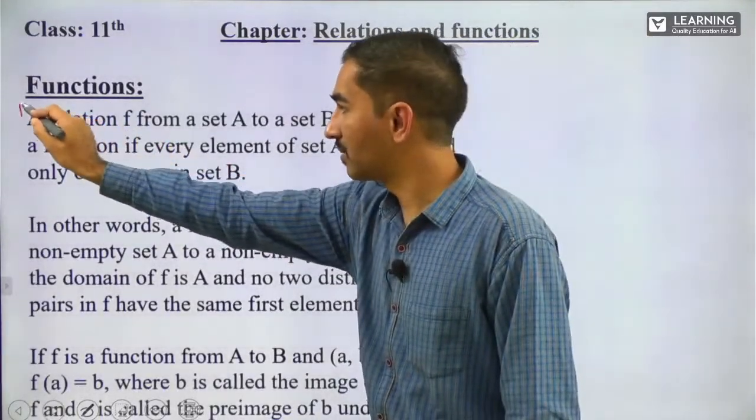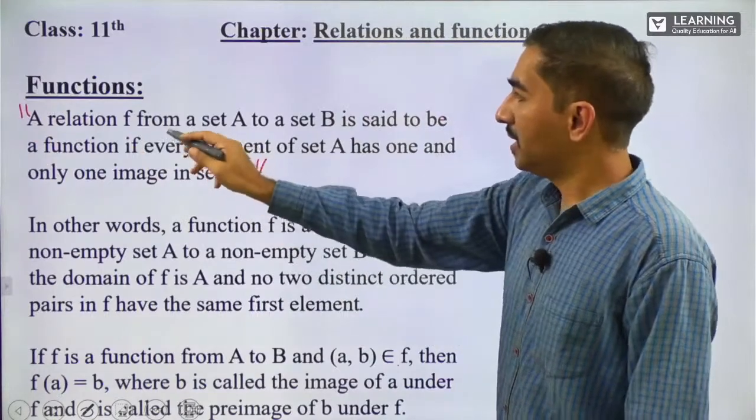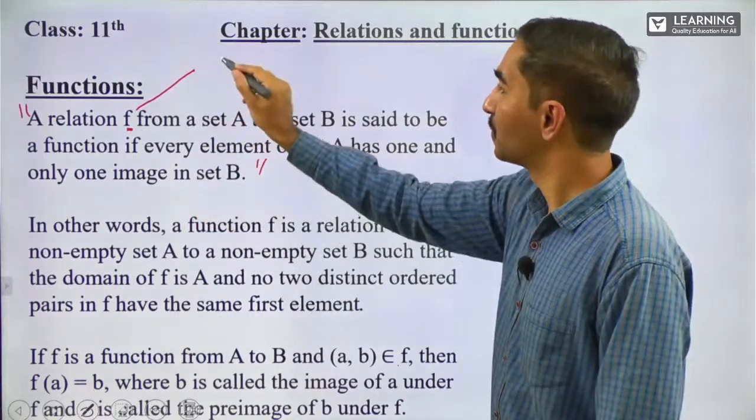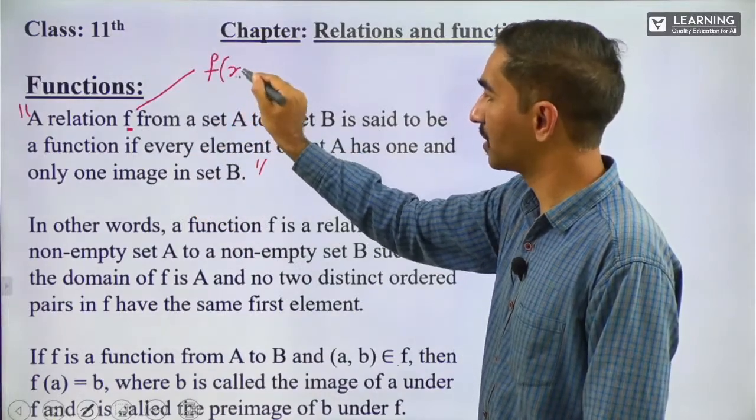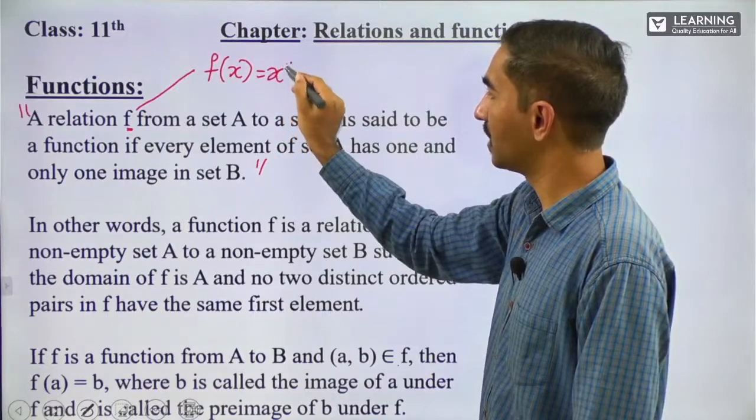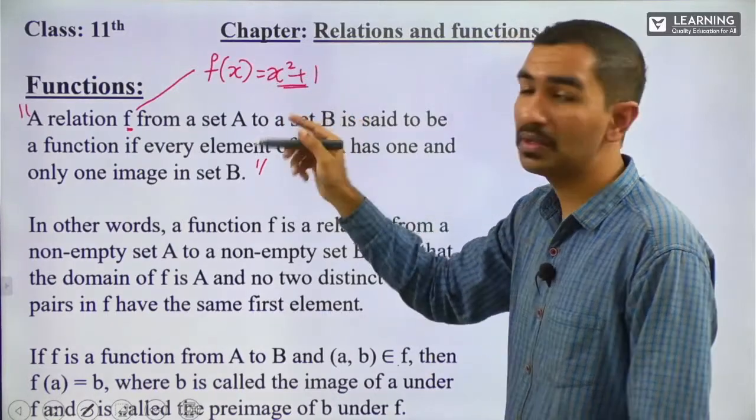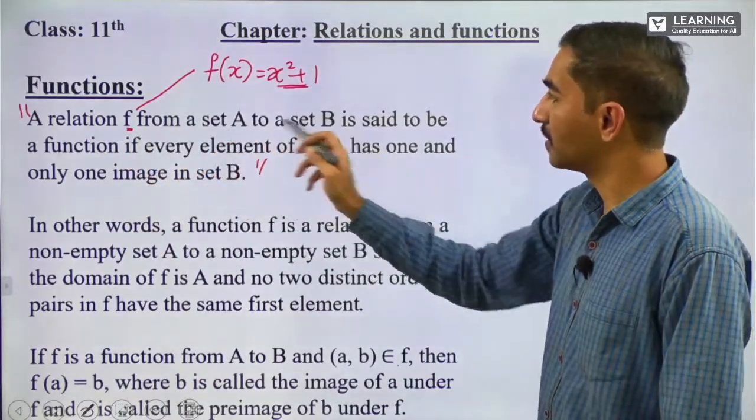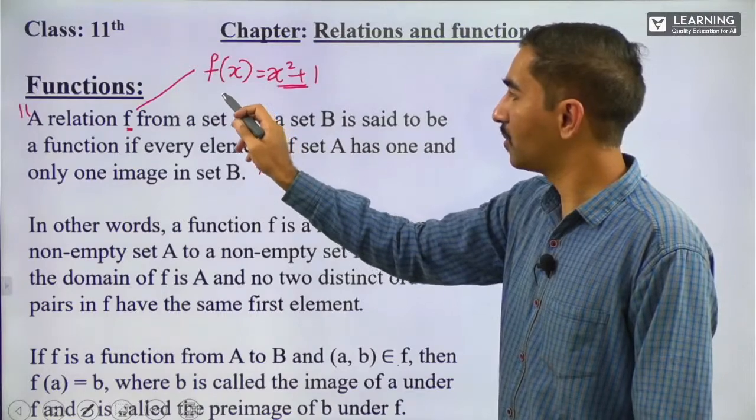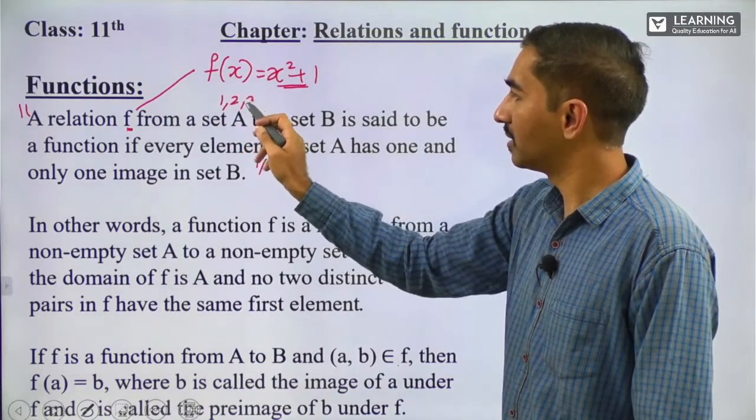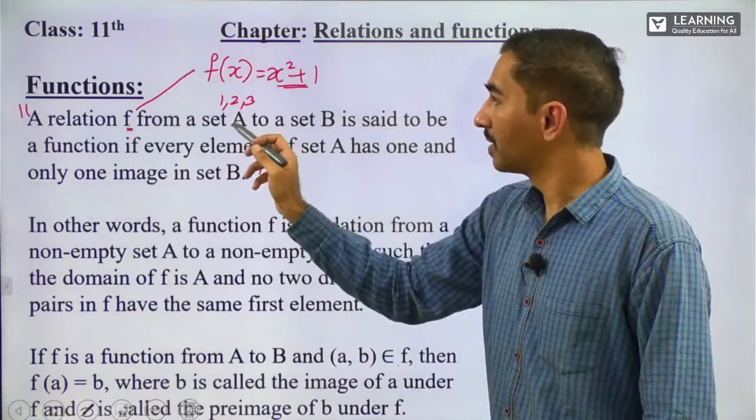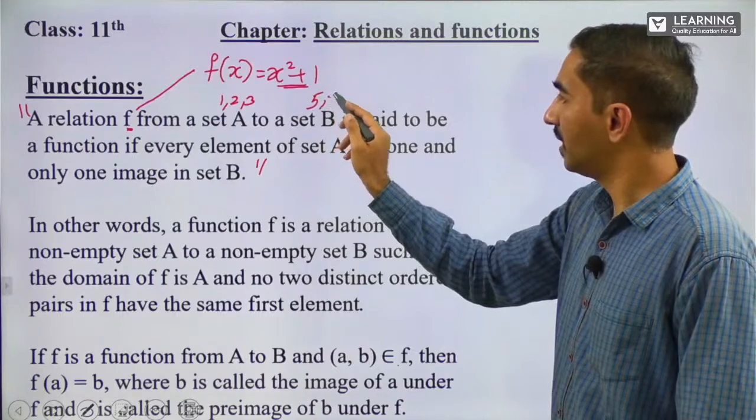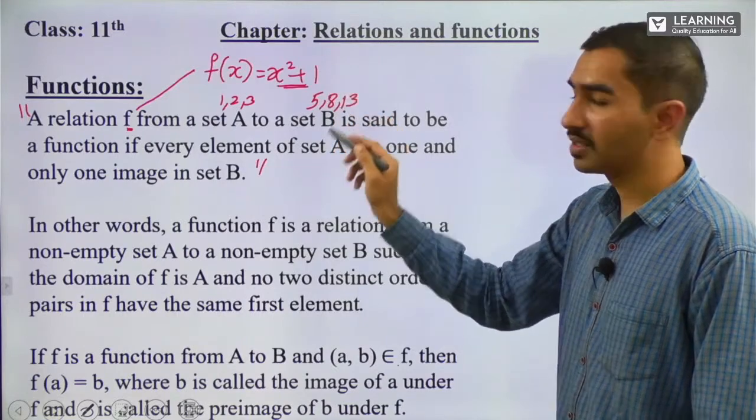See this first one: a relation F. So what was F, students? In the previous example, what did we take F as? We took F as f of x, that is function of x, equal to x square plus 1. This is the example we took in the previous slide. A relation F from a set A to set B. So set A was 1, 2 and 3, correct? The x values. To set B. And what was set B, students? Set B was 5, 8 and 13. This is what we got, correct?